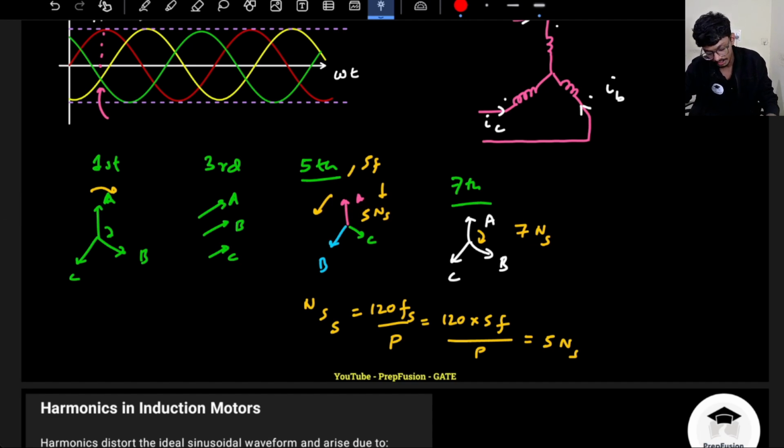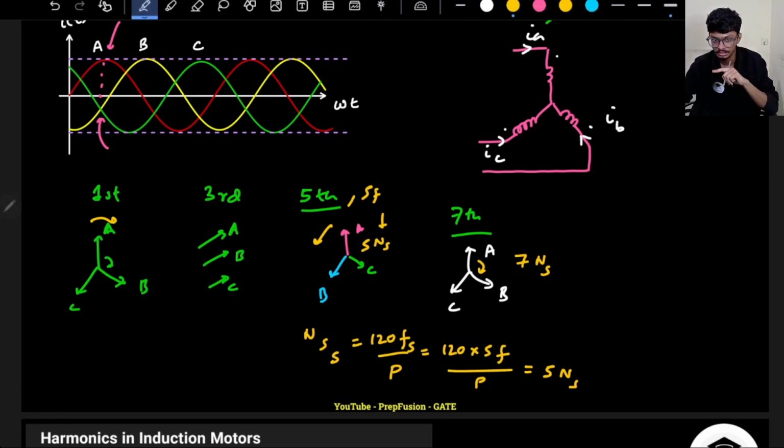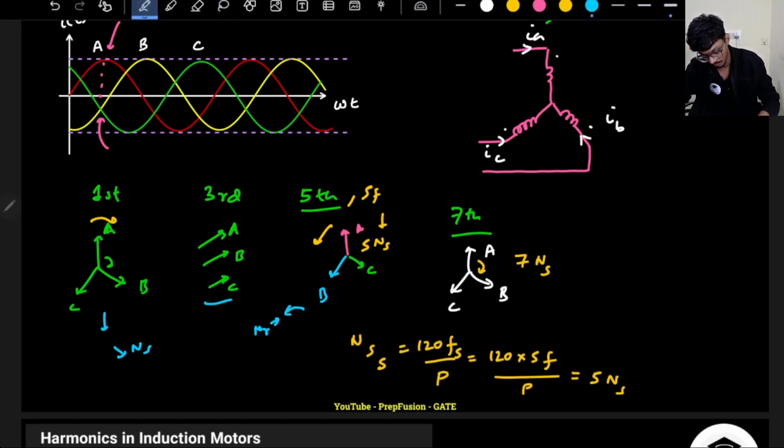So what will it try to do? We know the rotor always tries to follow the stator magnetic field. The fundamental component of the stator is telling it to follow with a speed of ns. The third harmonic is not telling it anything, okay, so it is just stationary. The fifth harmonic is telling that the rotor should follow this fifth harmonic component in the anti-clockwise direction. So the rotor will try to rotate in the anti-clockwise direction with a speed of 5 ns.